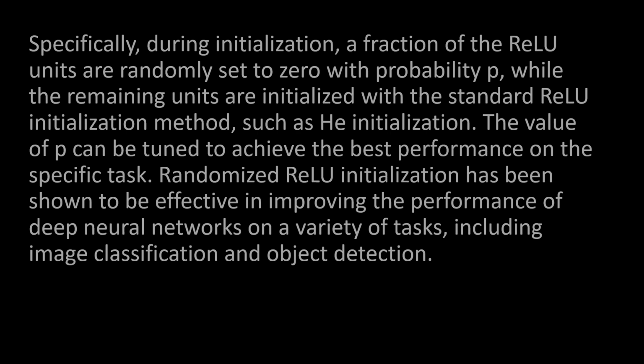Specifically, during initialization, a part of the ReLU units are randomly set to 0 with probability p, while the remaining units are initialized with standard ReLU initialization methods such as He initialization. The value of p can be tuned to achieve the best performance on the specific task. Randomized ReLU initialization has been shown to be effective in improving the performance of deep neural networks on a variety of tasks, including image classification and object detection.